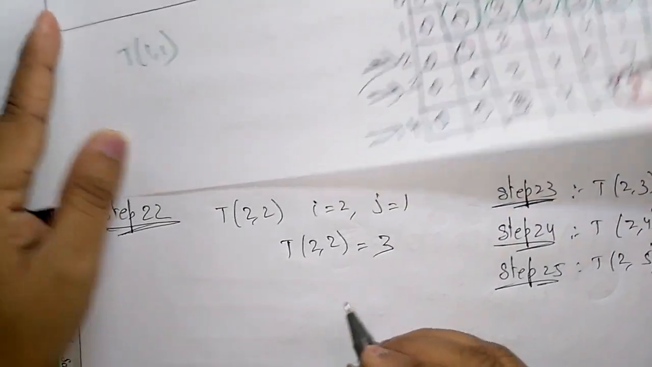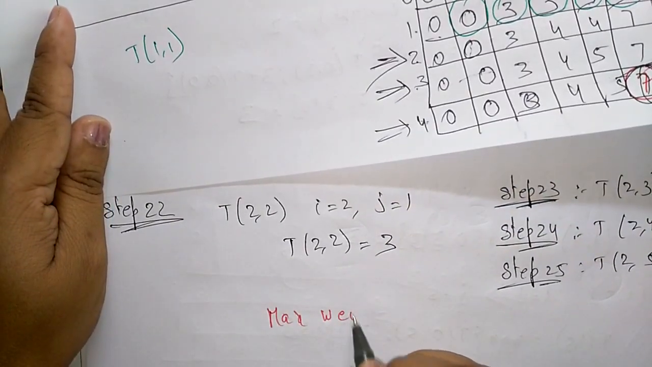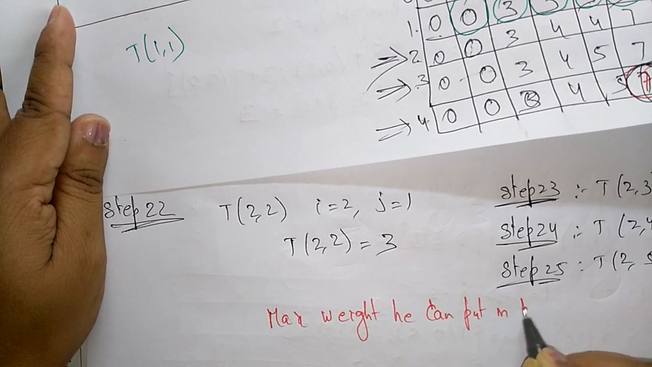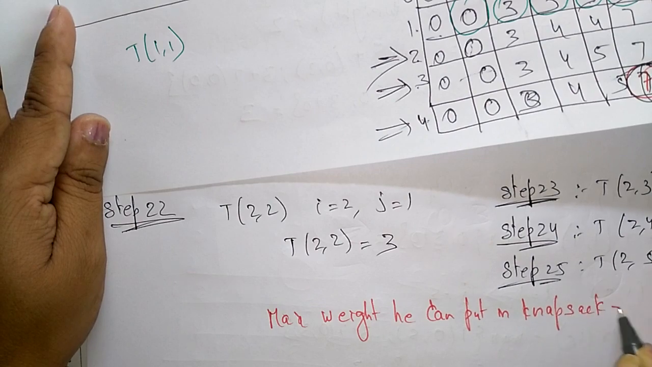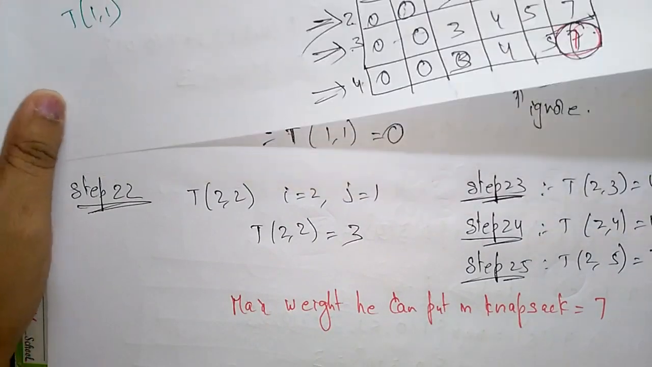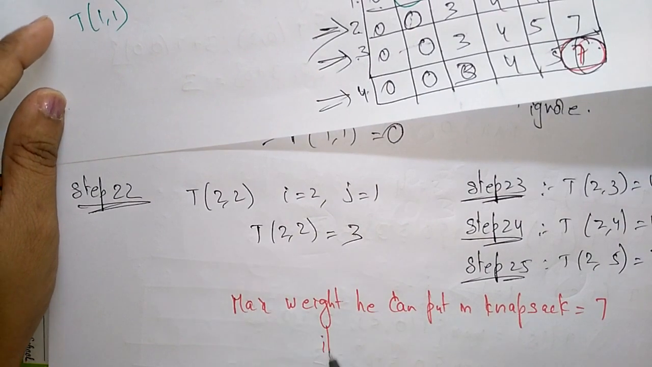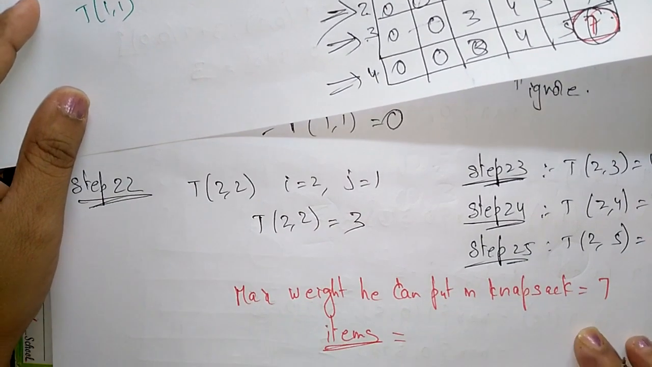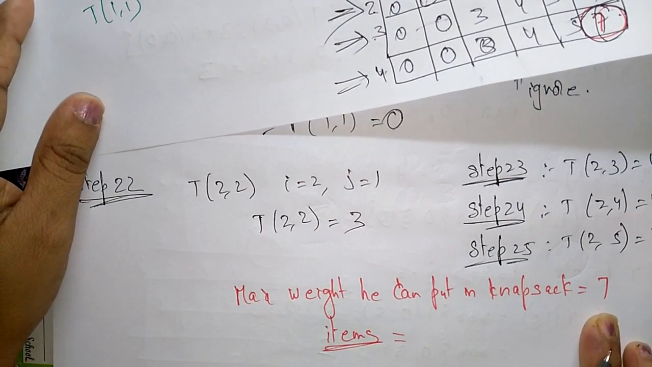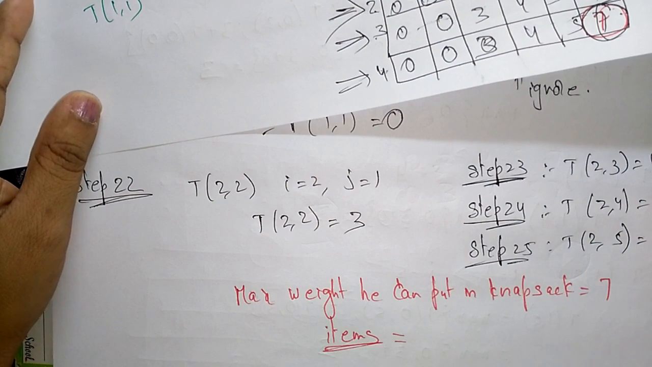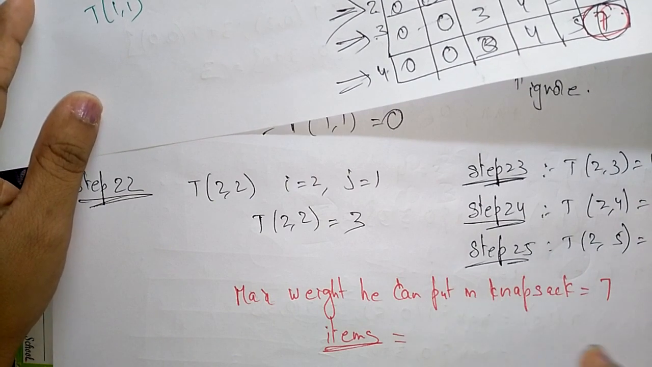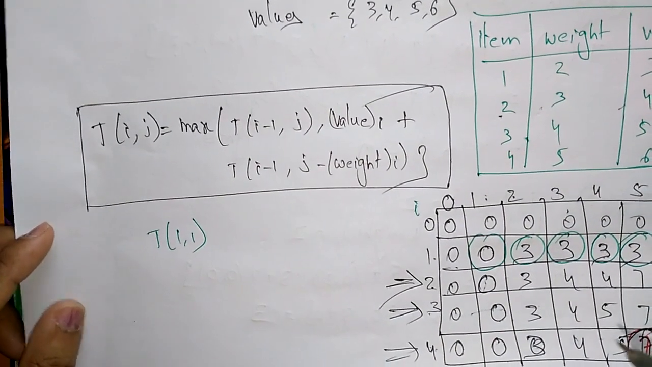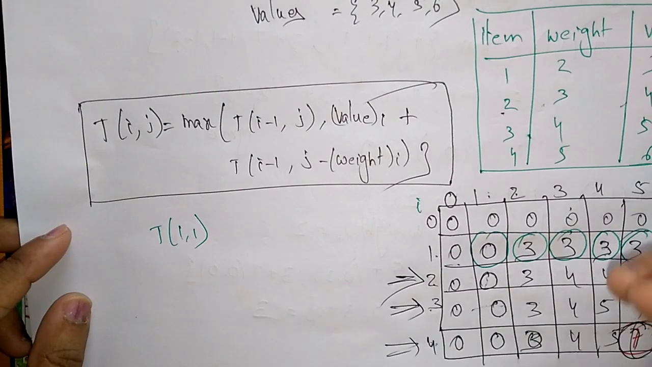Okay, so the maximum weight he can put in the knapsack is 7. So then what are the items that he can put in the bag? That we have to find out. So the maximum weight he can put is 7, out of the total 5 items. And which items can be put? So finding the items to be in the knapsack to get the maximum possible value of 7.